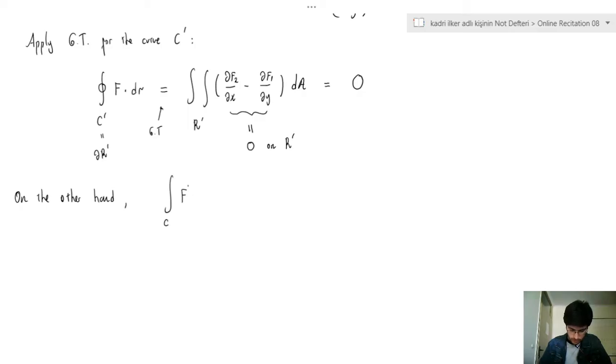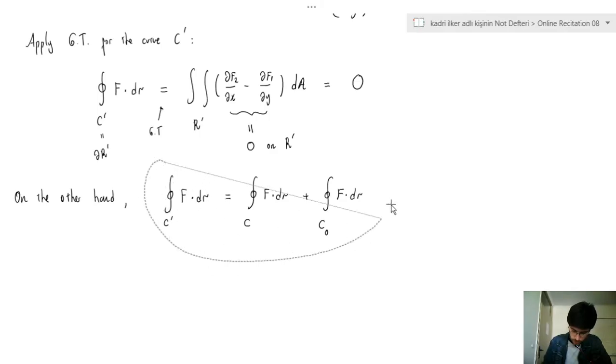So this is just 0, and remember, this is just the union of two curves. Therefore, we have C, the original one, which is again a closed curve, plus the one we introduced, C prime. This is again a closed curve. So we have this observation.